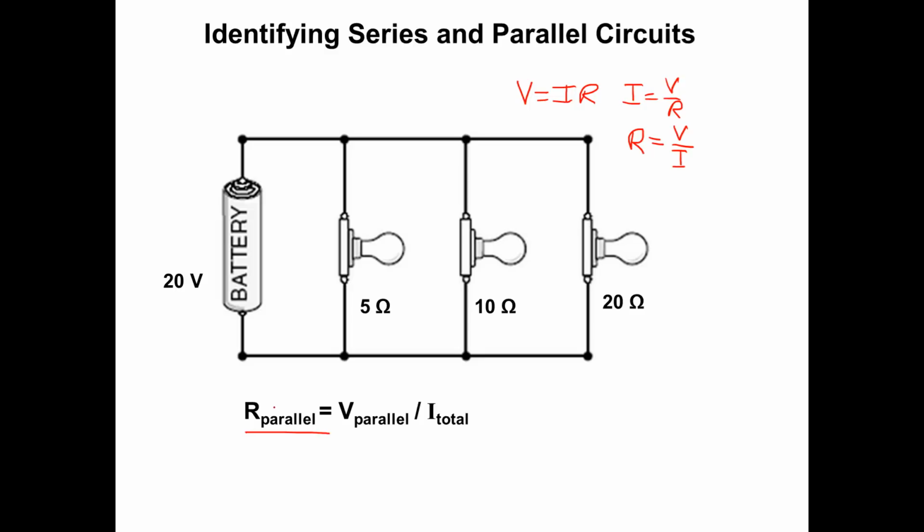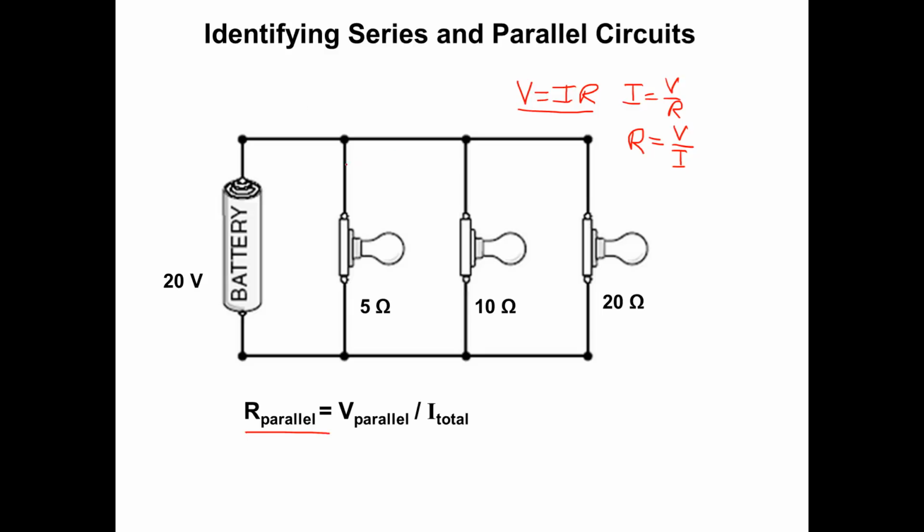So I've rewritten that. The resistance of this entire parallel circuit is equal to the voltage of the parallel circuit divided by our total current. Remember that Ohm's law applies to the circuit in general. This is Ohm's law here, the relation between voltage, current, and resistance. It applies to the entire circuit and every individual branch within that circuit as well.